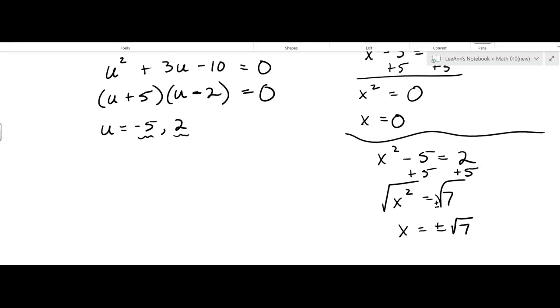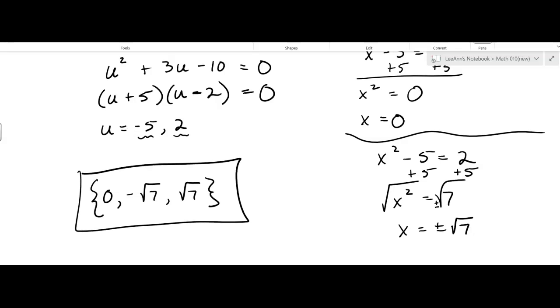So I actually get 3 solutions here. I get 0 as a solution, negative square root 7, and positive square root 7. Those would be the solutions. And I can check them.